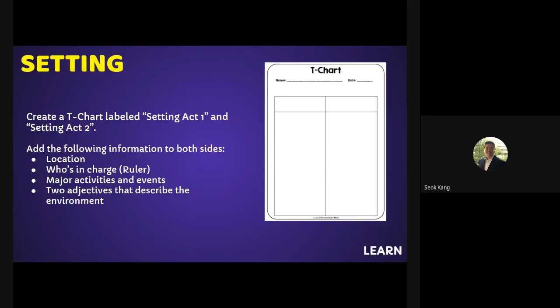So for Act 1, I know Act 1 was a little bit ago. What was the setting in Act 1? Anyone remember? Do y'all know the location that took place in Act 1? I don't remember the name of the city that they're in. Yes, Athens, right? So the setting for Act 1 is Athens.